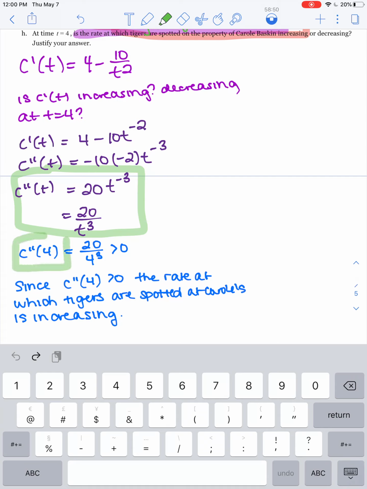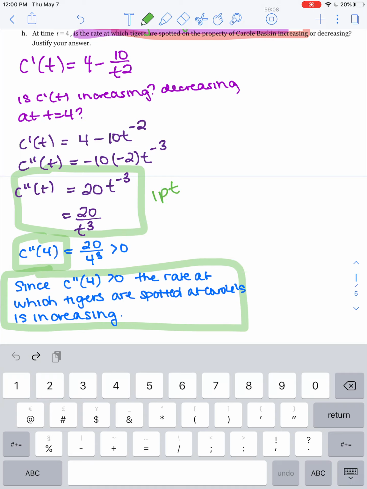You got another point for evaluating at the point 4, right? So showing that you understood that 4 needed to be evaluated into something. And then you got a third point for your analysis of what that meant. Okay, so we have 1 point for a second derivative, another point for the evaluation of t equals 4, and then a final point for some sort of analysis.